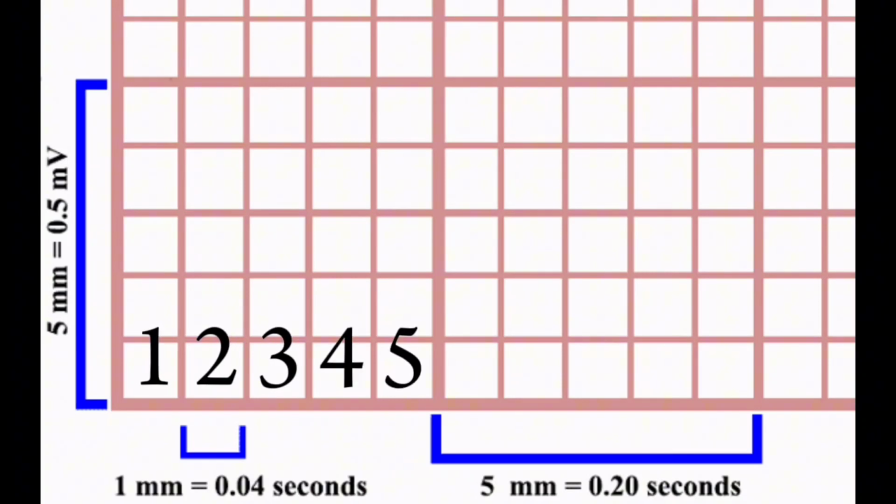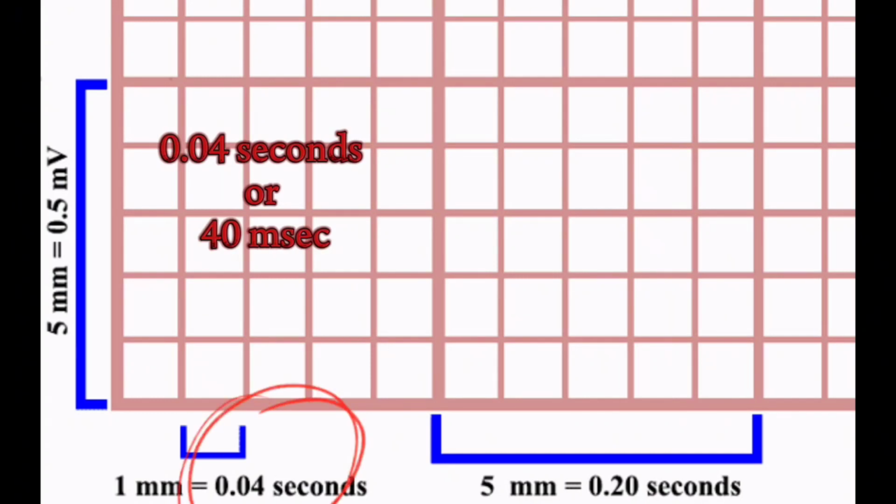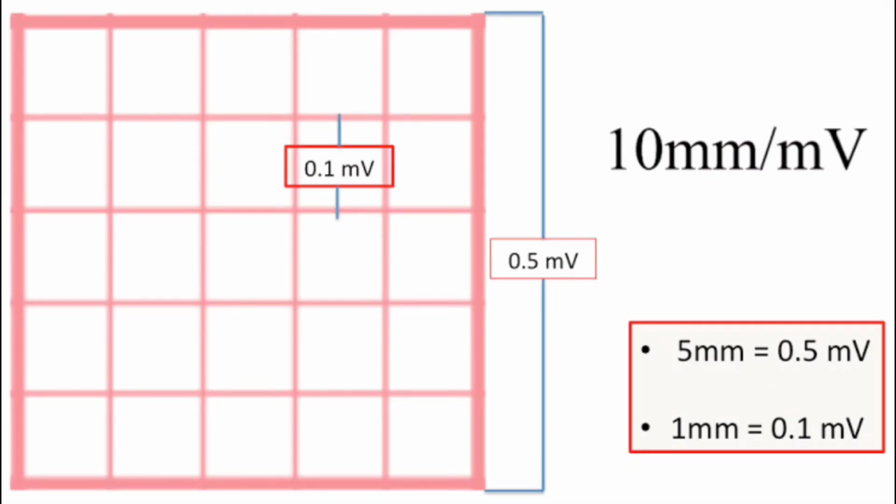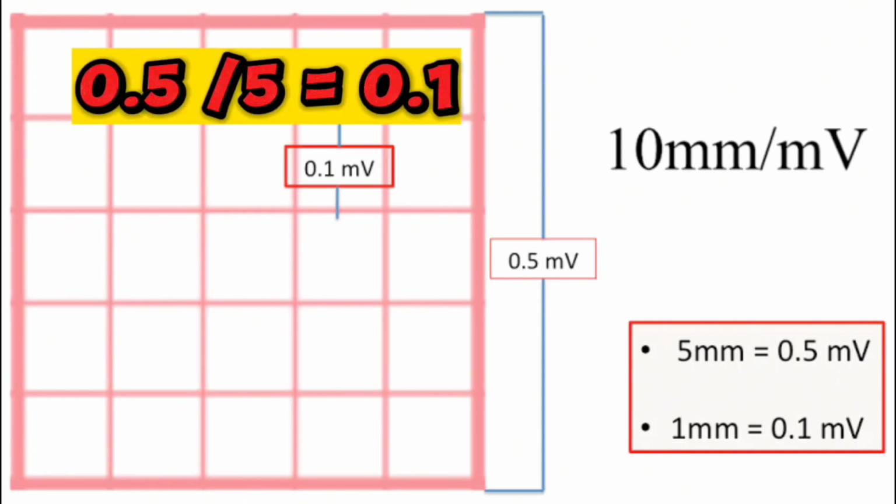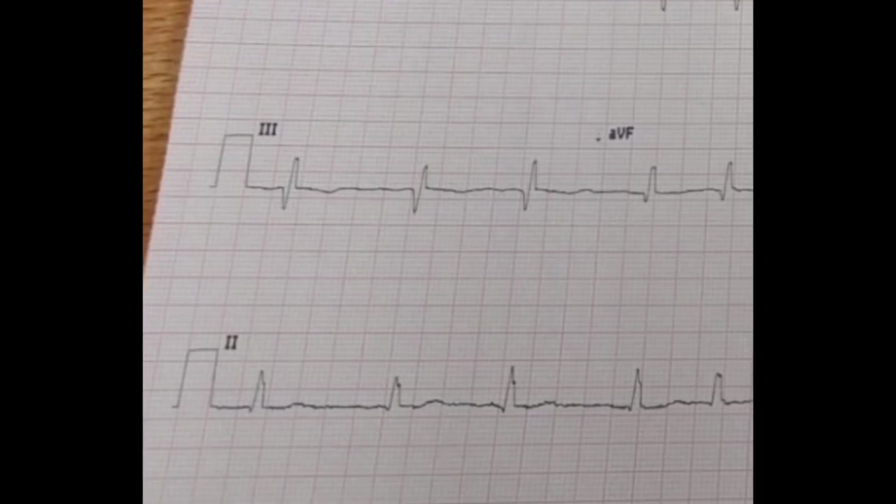So the duration of each small box is 0.04 seconds or 40 milliseconds. Now come to the y-axis. The amplitude of a large box is equal to 0.5 millivolts, and each large box contains 5 small boxes on the y-axis. So the amplitude of each small box will be 0.1 millivolt: 0.5 divided by 5 equals 0.1 millivolt. Okay.